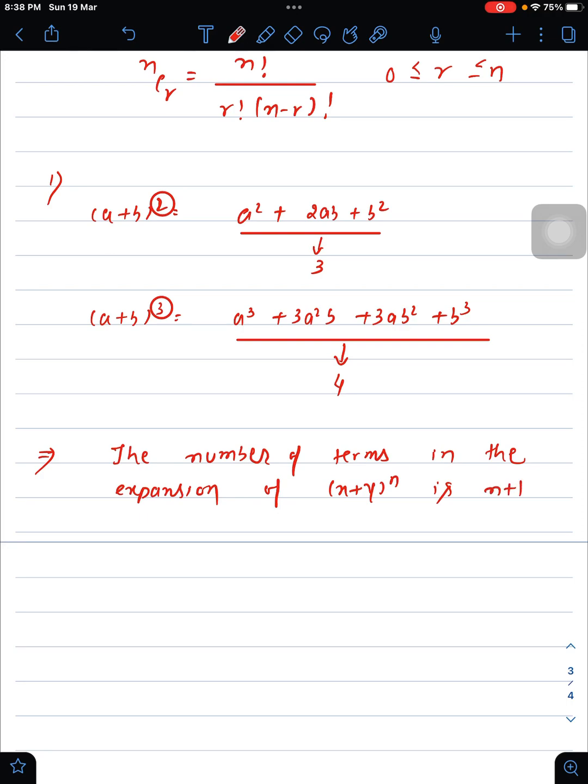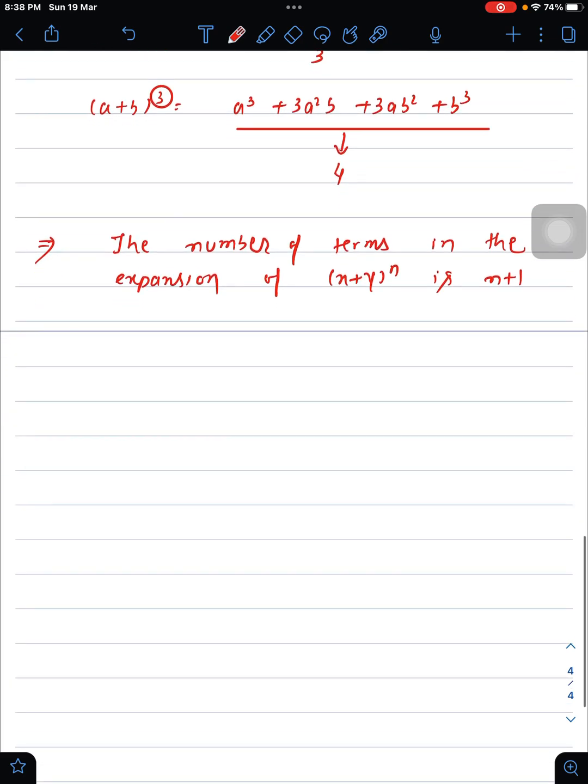But look, this is power 2, so power is 2, number of terms is 3. Power is 3, number of terms is 4. So if the power is n, the number of terms will be what? n plus 1. Okay.